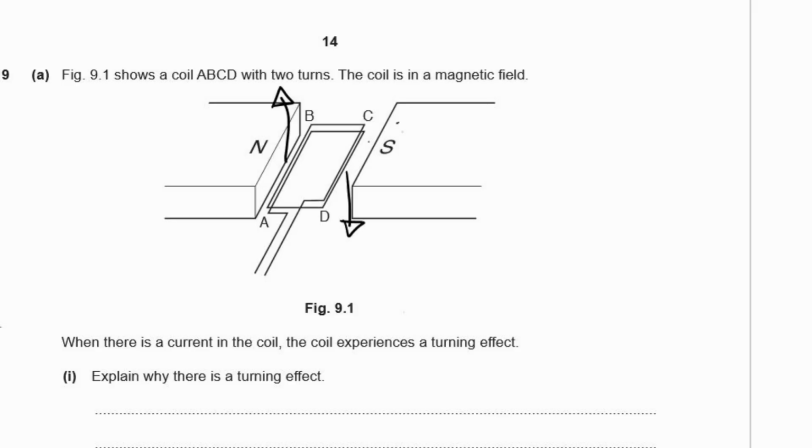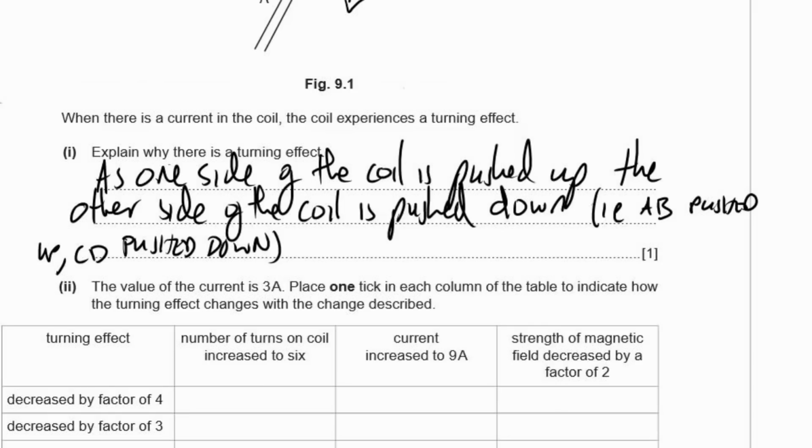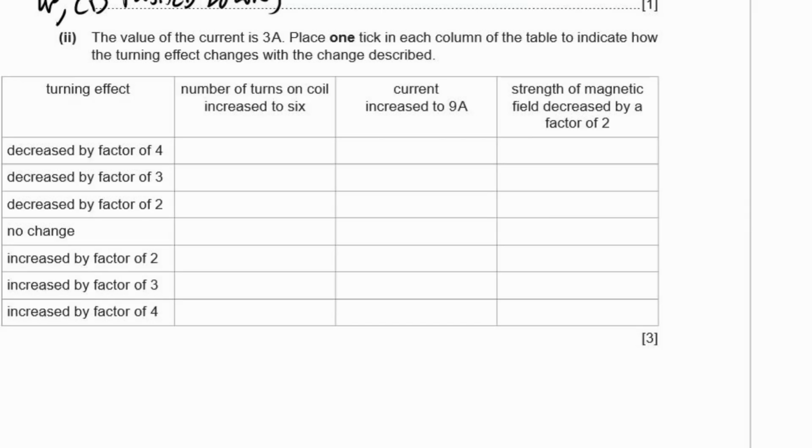Depending on the direction of the current, of course, the forces could be in opposite directions, but it would just mean it would turn the other way. So as one side of the coil is pushed up, the other side of the coil is pushed down, i.e. AB is pushed up and CD is pushed down. 2. The value of the current is 3 amps. Place 1 tick in each column of the table to indicate how the turning effect changes with the change described.